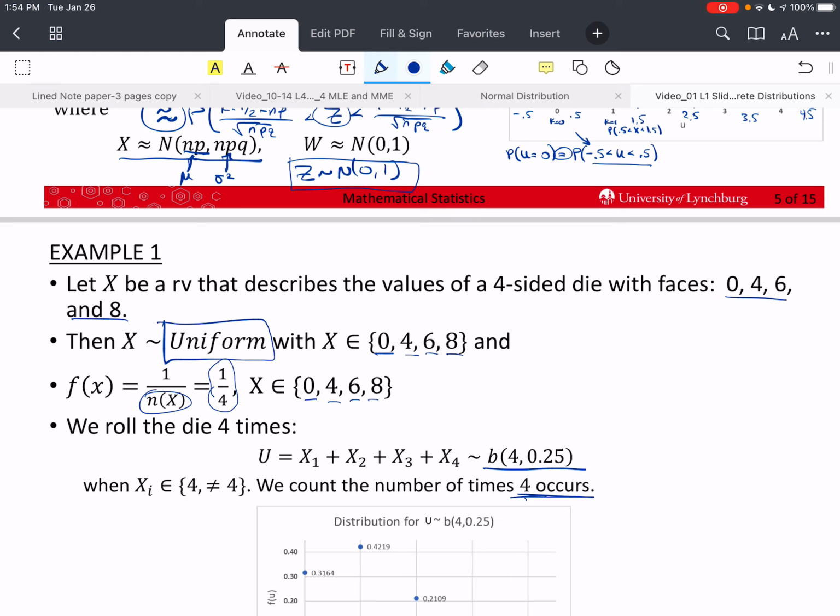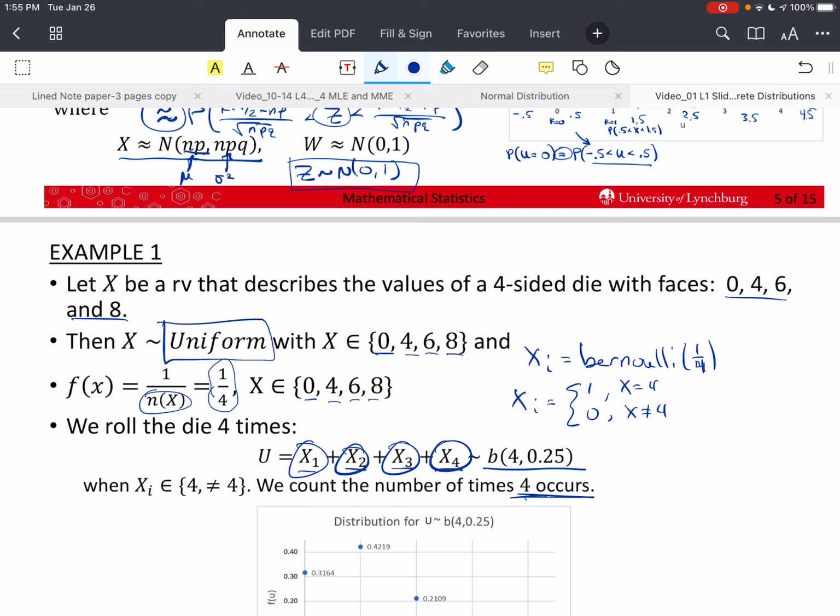Well, x is this, and the confusing part is the xi are Bernoulli with 1/4. Why is that? Because xi is now a 0 or a 1. It is 1 if x is equal to a 4. If x is not equal to a 4, it's 0. And we're going to add up the number of times that a 4 occurs. So this value is going to be a 0 or a 1. This is 0 or 1, 0 or 1.